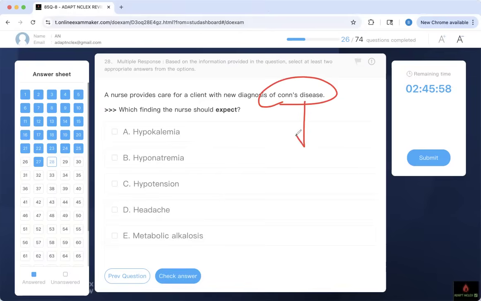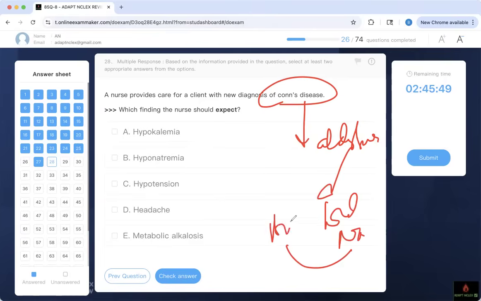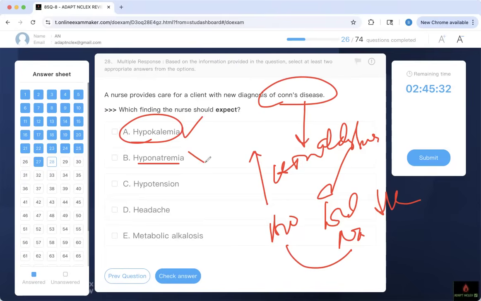Crohn's disease, all you're doing is too much aldosterone. And what does aldosterone do? Hold on to what? Sodium. If your sodium is high, water follows. If both of them are high, hypertension. If sodium is high, your potassium goes down. Therefore, hypokalemia. Is that what you expect in a patient with that? Yes. Hyponatremia? No. Sodium is supposed to go up. Hypotension? No. Your blood pressure is supposed to go up.